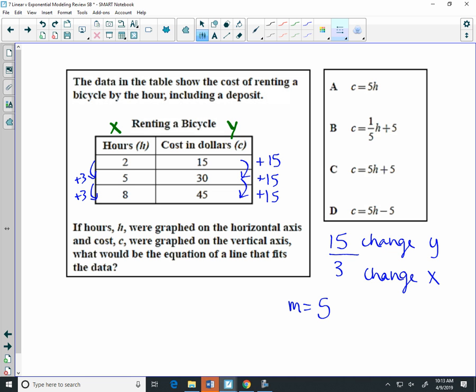Right now I can get rid of an option. I can get rid of this one. That slope is 1/5. I need my slope to be 5. So I'm feeling pretty good that my other slopes are 5. Now we just have to find our starting value. We can't just look at the very first number here. We actually have to go back.